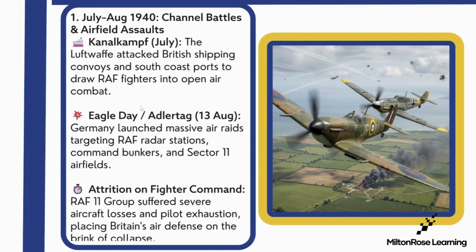So we have the Kanalkampf in July then. The Luftwaffe attacks British shipping convoys and the south coast ports to draw the RAF fighters into open air combat. They knew that if we strike Britain's ports like Dover and places like that, the RAF will have to come out and fight us because they can't just have the southern ports be decimated. So that was the opening gambit strategically.